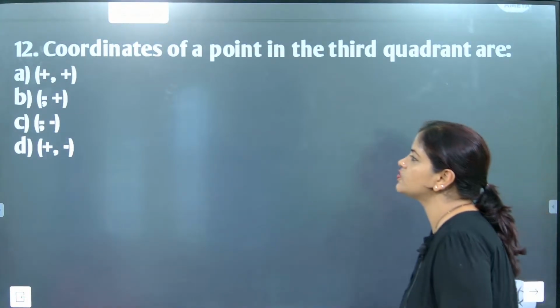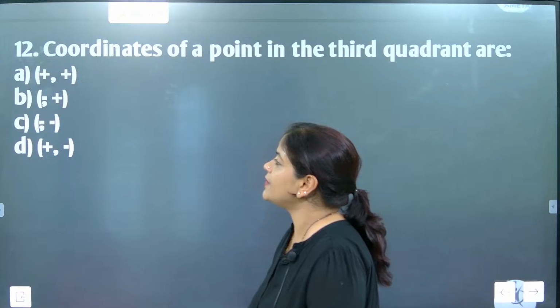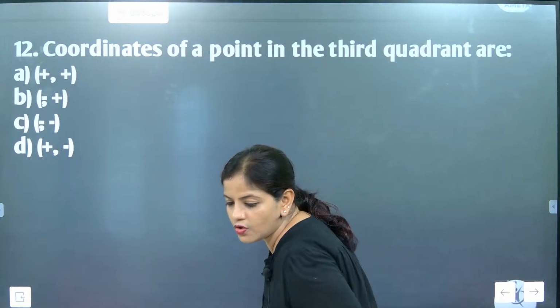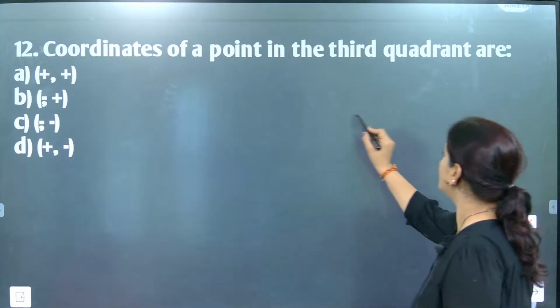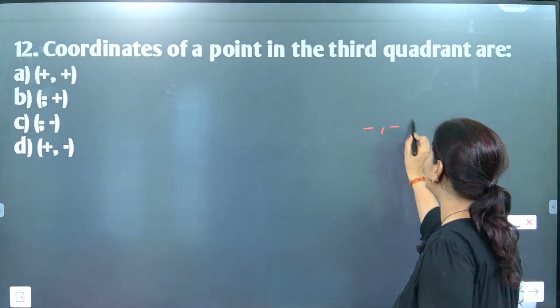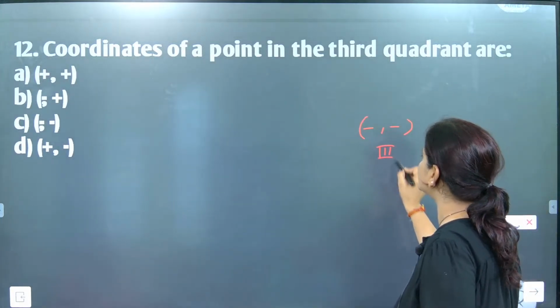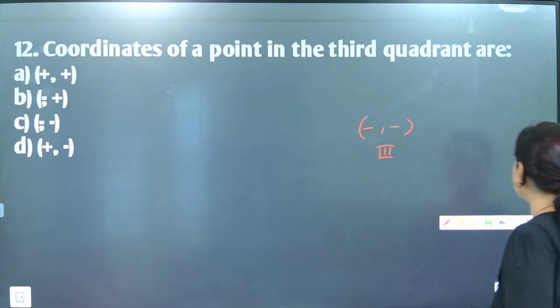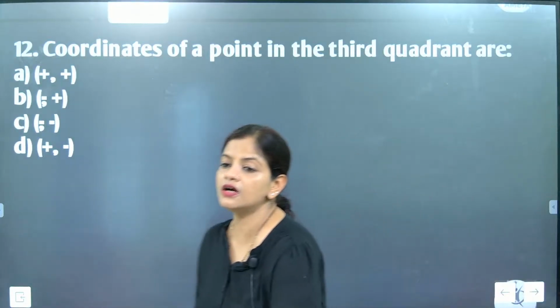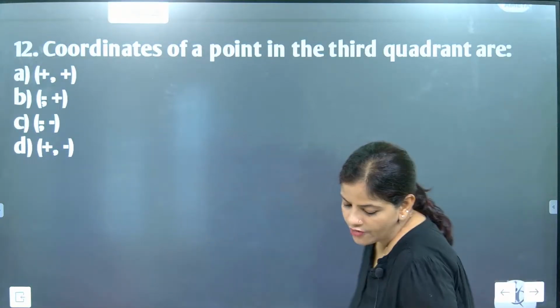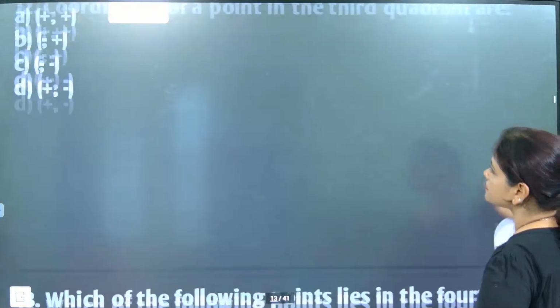Now can you tell me which one is the correct answer? See, both are negative. Yes, absolutely correct. Both are negative. So in the third quadrant, we know both are negative. And this is the case of which quadrant? Third quadrant. This is the case of the third quadrant.